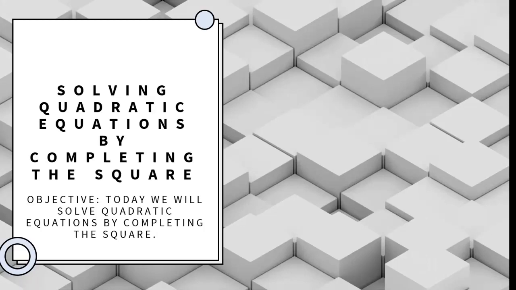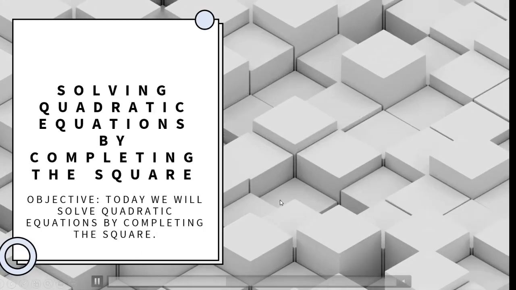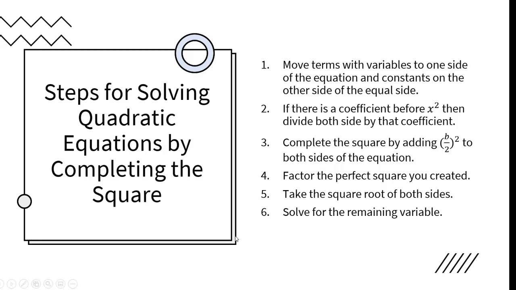Today we will solve quadratic equations by completing the square. So the steps for solving quadratic equations by completing the square: you want to get all the variables on one side of the equal sign, all the constants on another side of the equal sign. Then if there's a coefficient before x squared, you're going to divide everything by that coefficient.